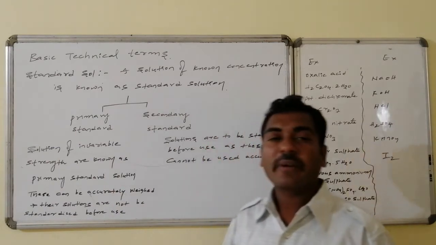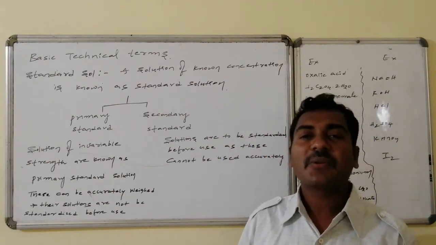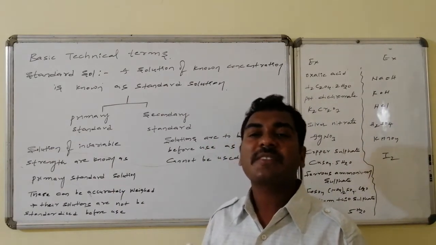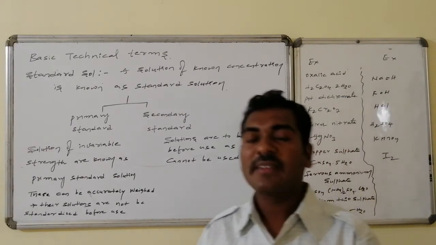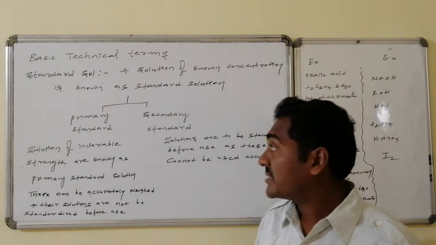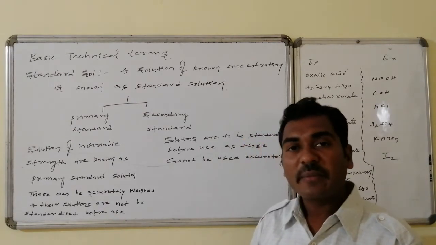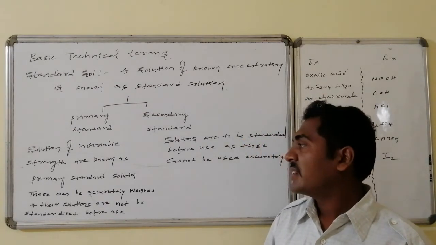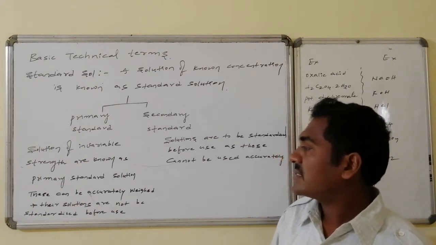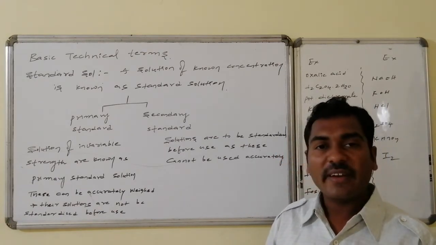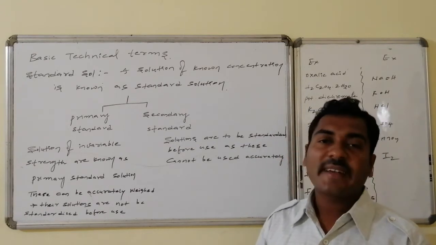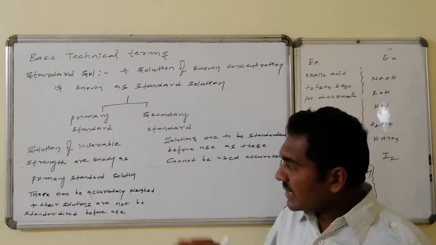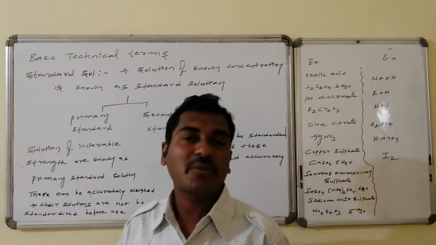What is meant by a primary standard solution is a solution of invariable strength, which will maintain its strength as it is, not affected by the atmospheric conditions. Such a solution is said to be the primary standard solution. Primary standard solutions can be accurately weighed and their solutions need not be standardized before use once again. Such kind of solutions are primary standard solutions.